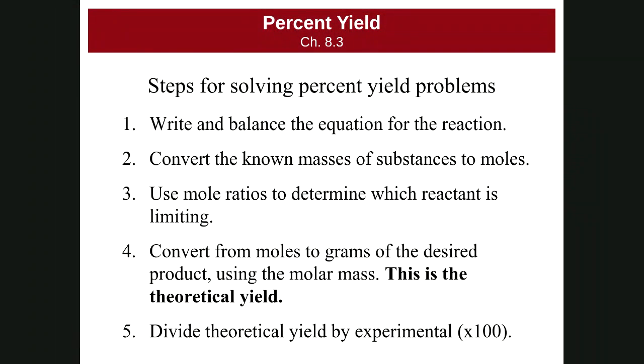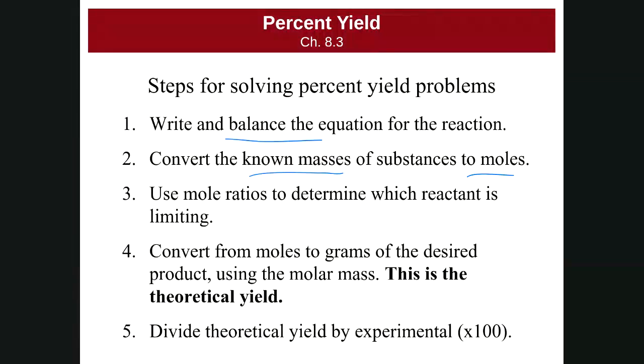So the steps for solving a percent yield problem are the same as the first few steps of our limiting reactant problem. You want to write and balance the equation. You still need to balance the equation first and foremost. You want to convert known masses to moles.